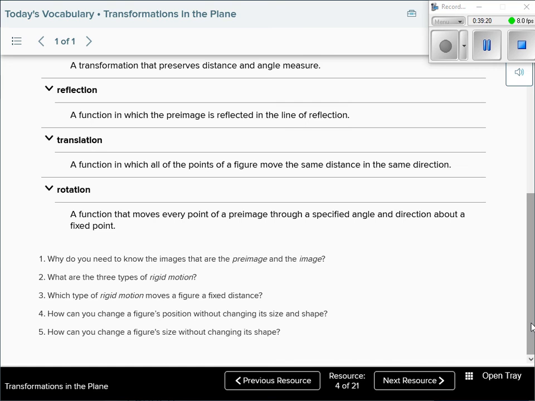You can do a dilation, but it's changing the figure, right? And that's not what we want to worry about right now. Go to the next resource.